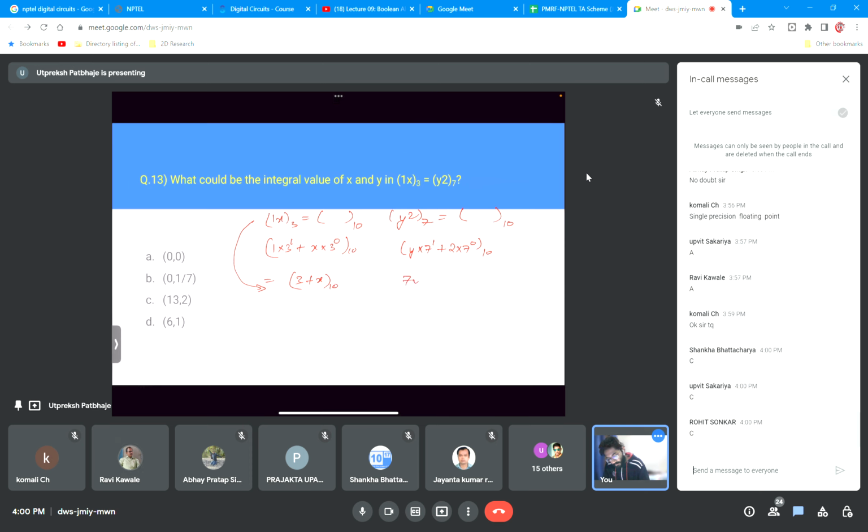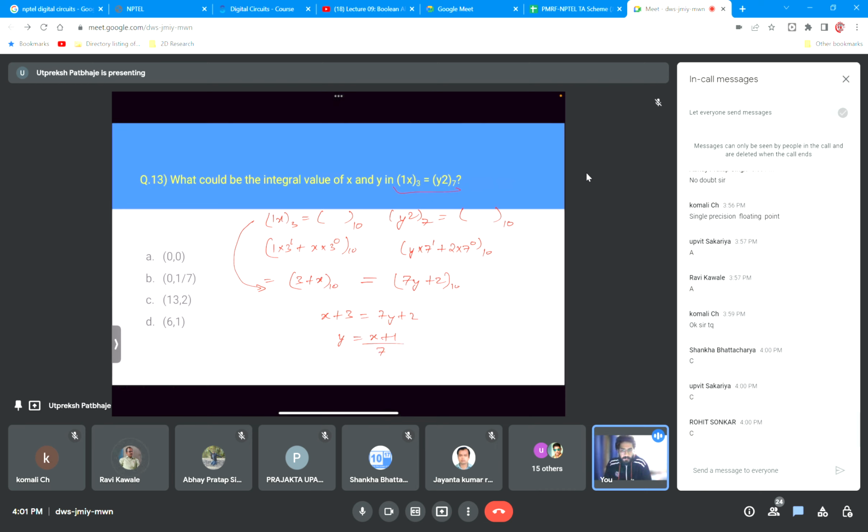So this will be 7y plus 2. That will be in base 10. So these are basically equal numbers as given in the problem. X plus 3 will be equal to 7y plus 2. So what you will get is y equal to (x plus 1) by 7.